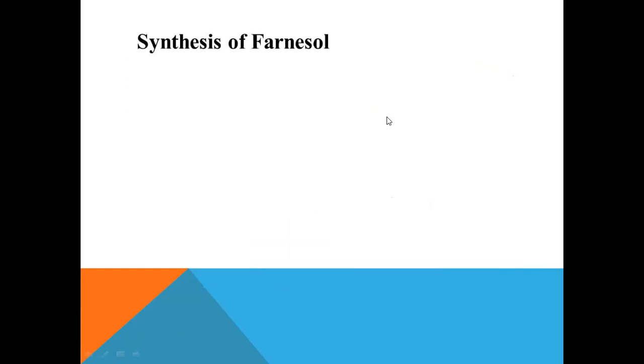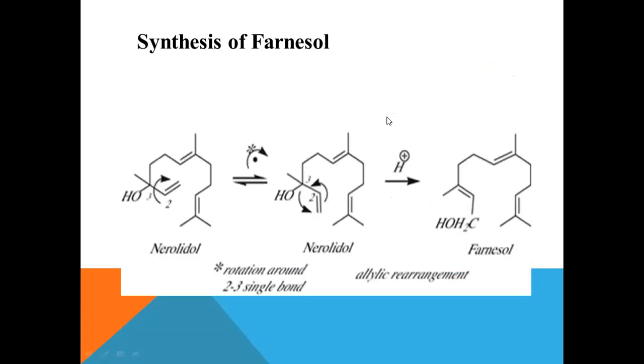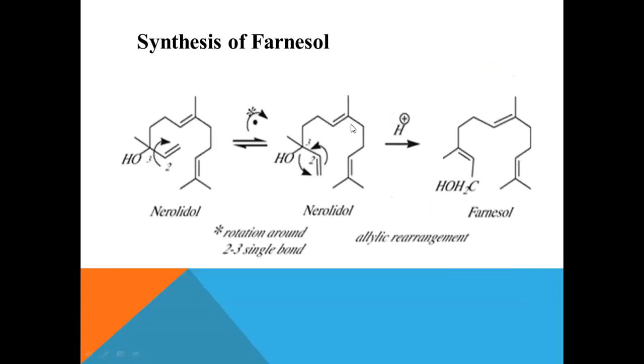Then coming to the synthesis of farnesol, how it is synthesized. Here we can see a compound called nerolidol. This is nerolidol. From nerolidol, we can synthesize farnesol. So here the reaction is a single step reaction where nerolidol undergoes allylic rearrangement. Allylic means there will be a change in the position of the double bond. Automatically the functional group shifts from one position to the other position.